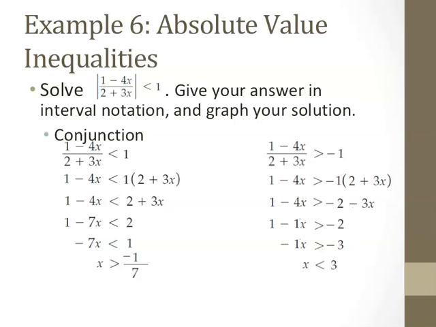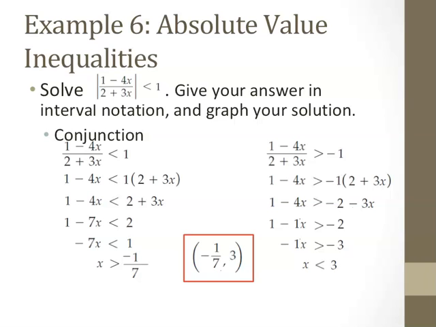Now it is a conjunction, so we can write this as -1/7 is less than x, which is less than 3. Now we want to give our answer in interval notation, so we will use parentheses here. So that would be parentheses -1/7, comma 3.